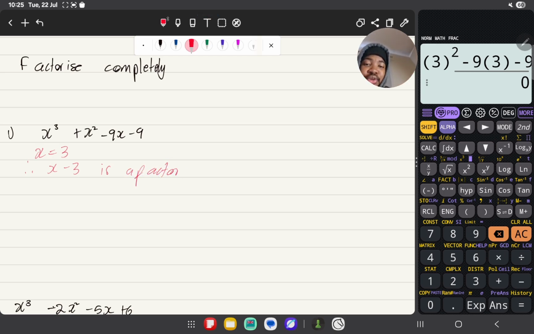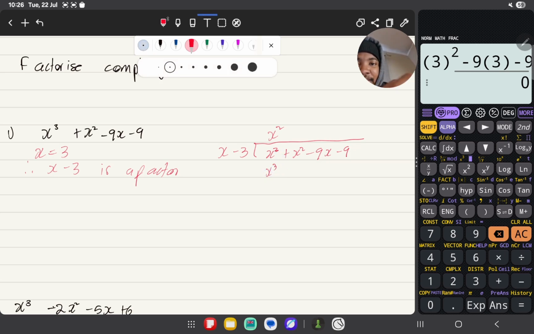And then you do your long division. You're dividing x squared minus 9x minus 9 by x minus 3. Cool. Now we start dividing. The x to the power of 3 divided by x is x squared. Multiply x squared by x minus 3, that gives x to the power of 3 minus 3x squared.